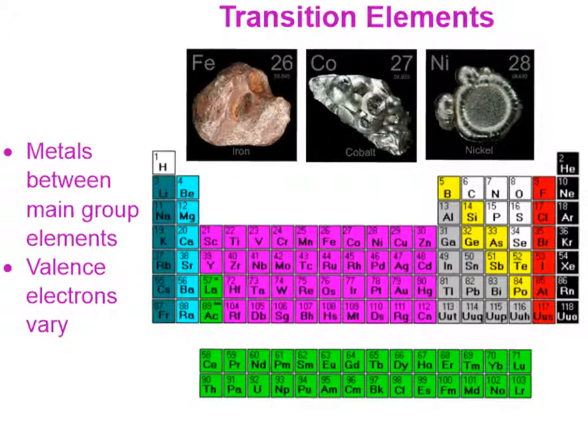The transition elements have varying numbers of valence electrons. We're not going to go into that right now. And we're just going to look at a few of the transition elements. Here's iron right here, cobalt, and nickel.